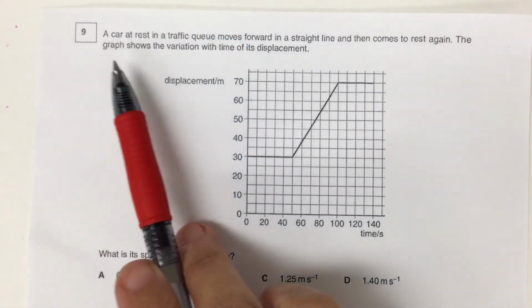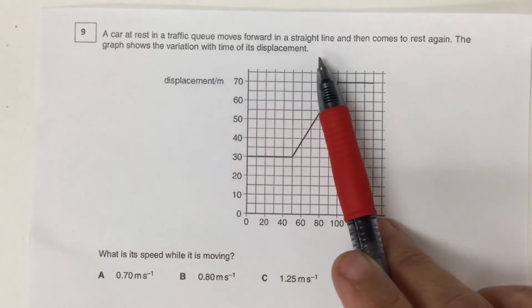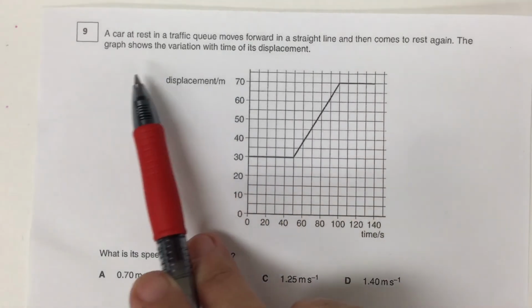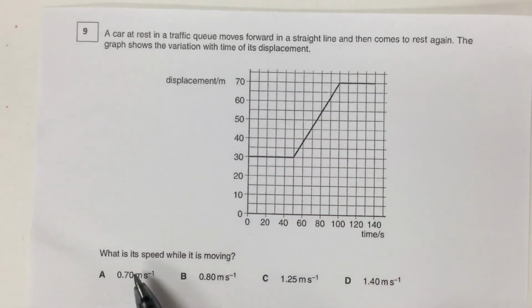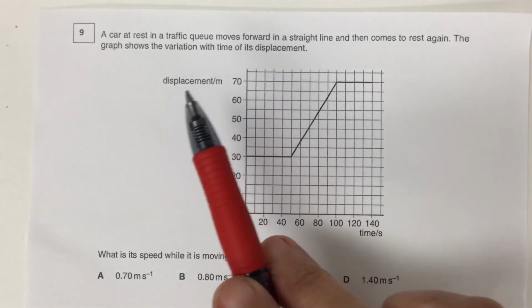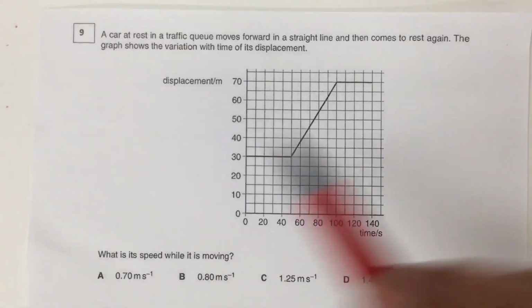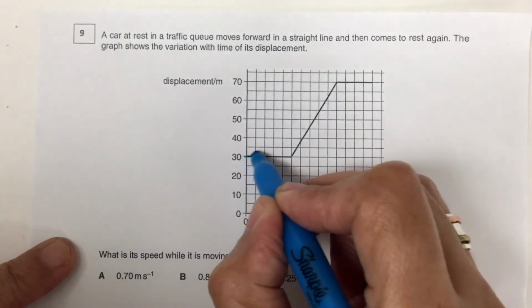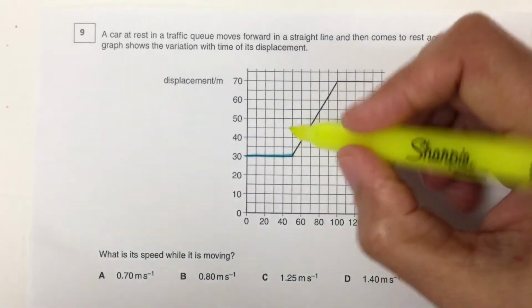Question number 9. A car at rest in a traffic highway moves forward in a straight line and then comes to rest again. The graph shows the variation with time of its displacement. What is the speed while it's moving? So here in this graph, displacement against time, we have 3 sections. Let me try to color. This is one section, and this is another section.